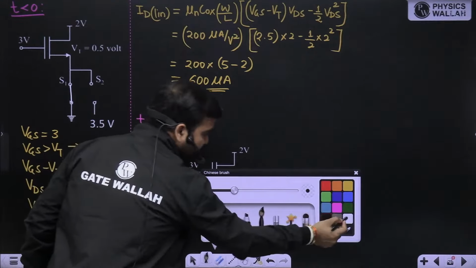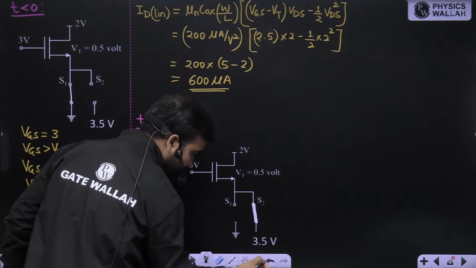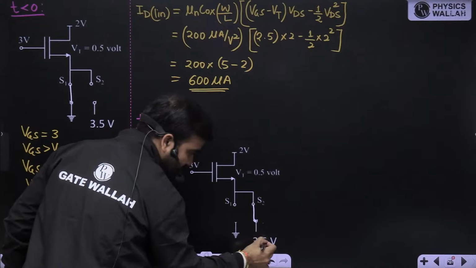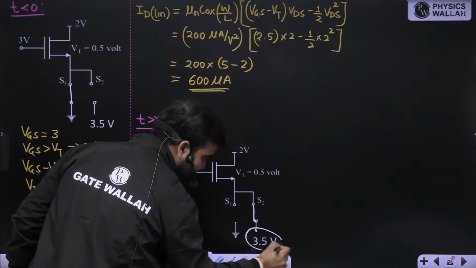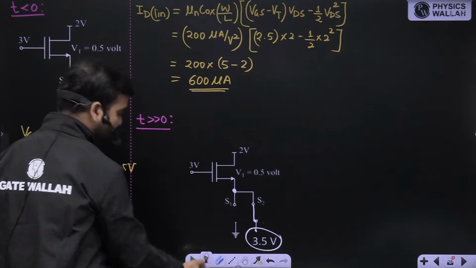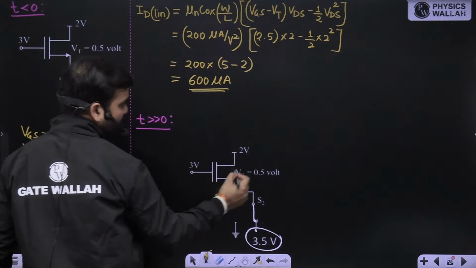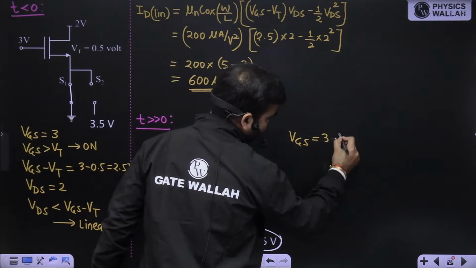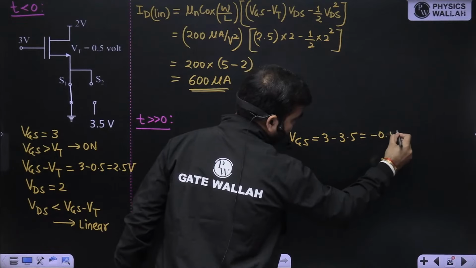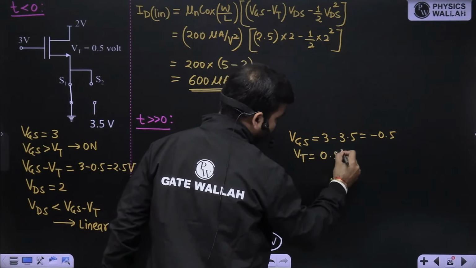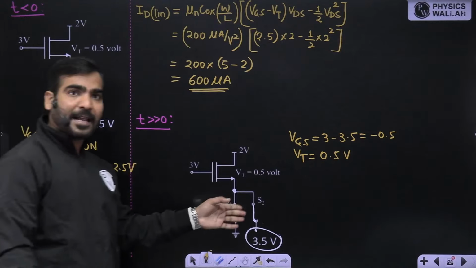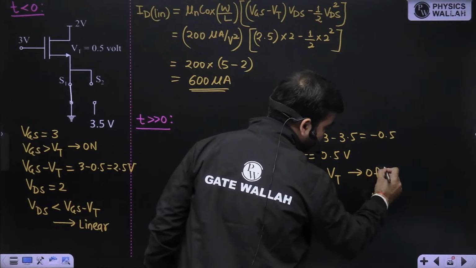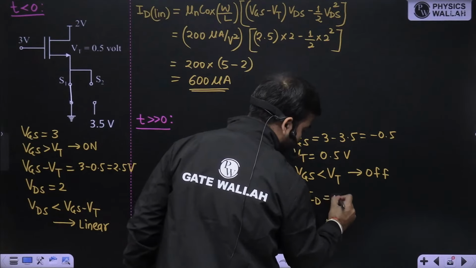So now what will happen? Once this switch is closed, the voltage, this voltage 3.5, and this 3.5 is connected at source. So now what is gate to source voltage? Now gate to source voltage VGS is 3 minus 3.5. This is minus 0.5 and VT is how much? 0.5 volt plus. And it is a N-channel enhancement type MOSFET, my dear friend. Since VGS is less than VT, MOSFET will be off. Cut off. And cut off current is 0 for the MOSFET.